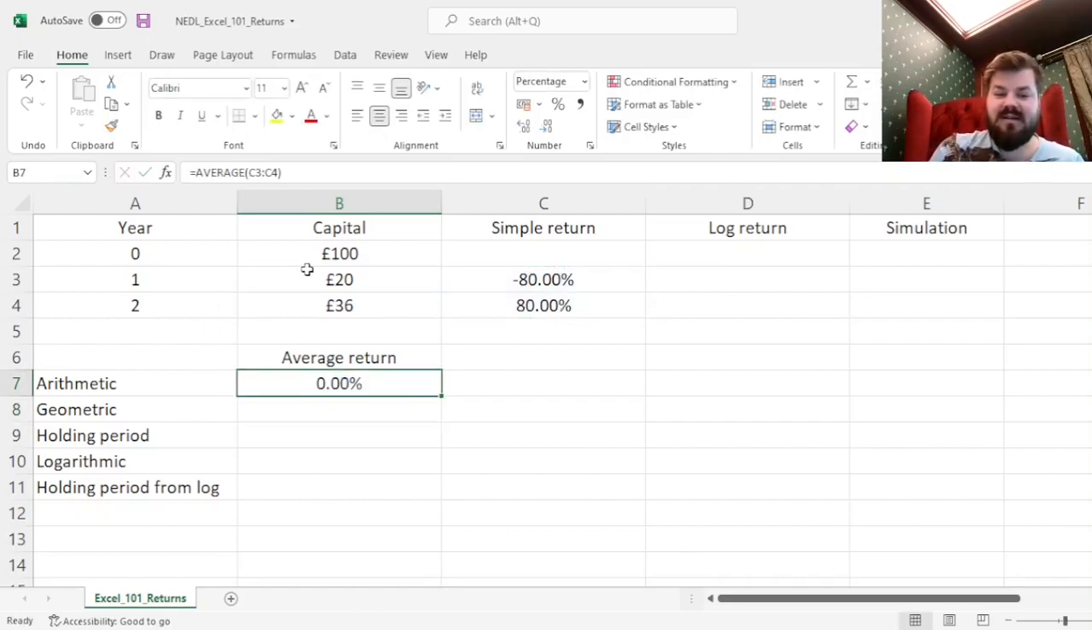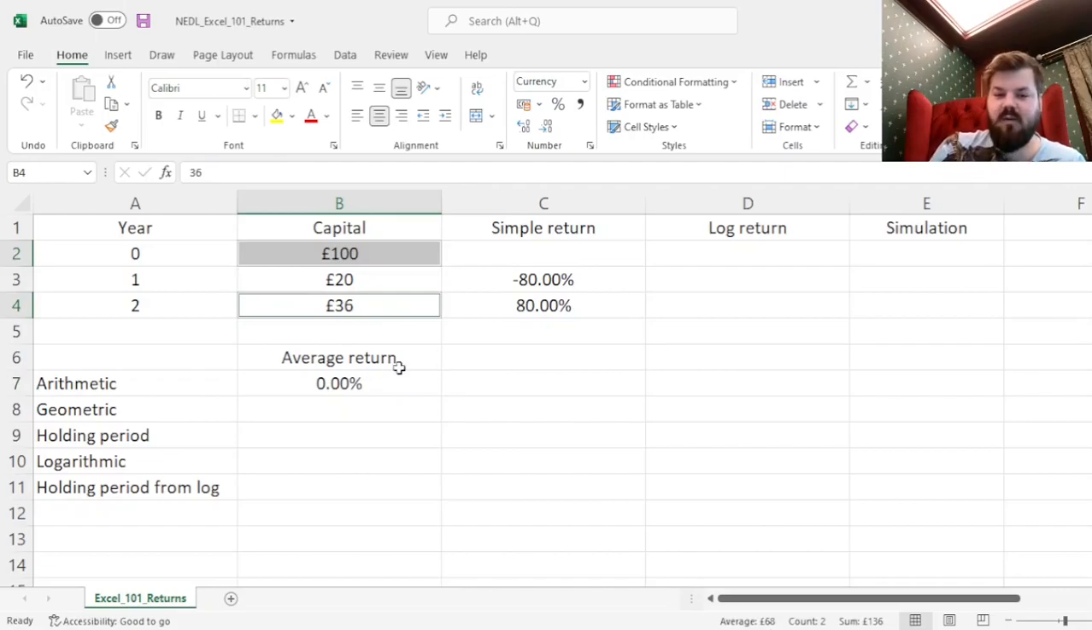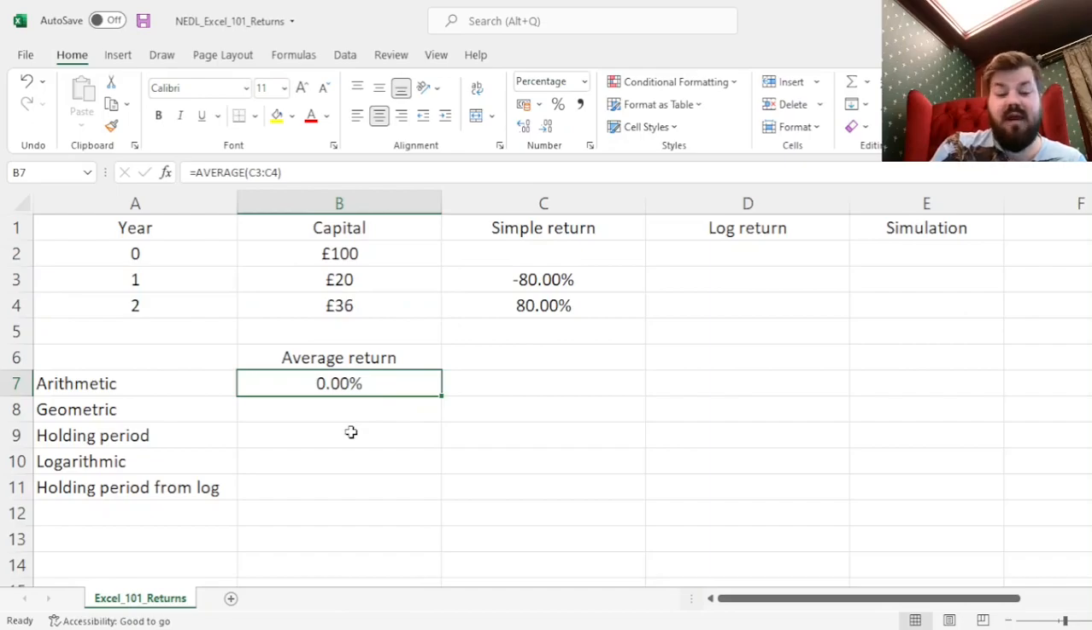However, you can already see it's nonsensical. We have lost most of our portfolio holdings. However, the arithmetic average shows that we haven't lost anything, haven't gained anything, judging by this figure, but we definitely have overestimated our performance quite a bit.